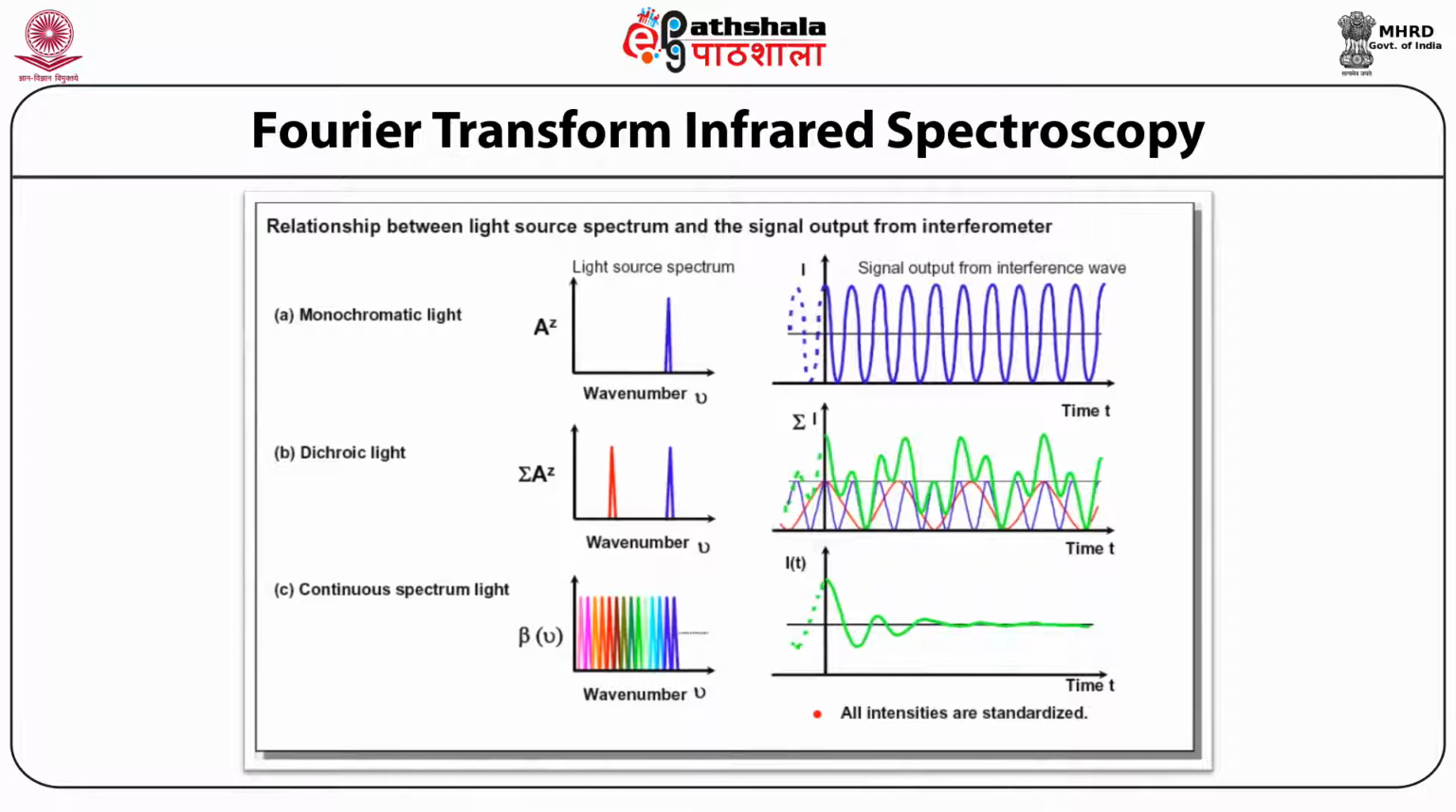We discuss Fourier transform IR spectroscopy, the relationship between the light source spectrum and the signal output from the interferometer. The light sources, monochromatic light, dichromatic light and continuous spectrum light, are of different types, and they give different types of output from the interference wave after the Fourier transformation.